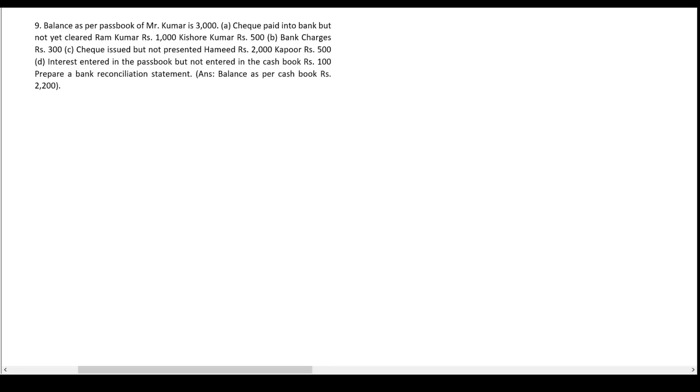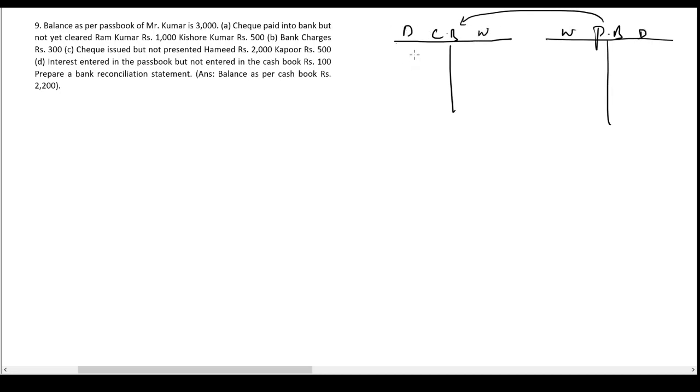Prepare bank reconciliation statement. We have to arrive at the cash book balance. So let us start with our working notes. Again we are going to start with the passbook balance and try to arrive at the cash book balance. This is the withdrawal side, this is the deposit side. The passbook balance is how much? Rupees 3000. We'll put a star mark to cash book to remind ourselves that we have to make passbook equal to cash book. Bank reconciliation statement of Mr. Kumar.